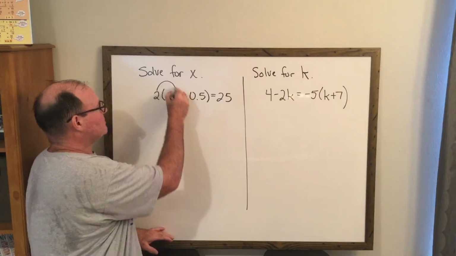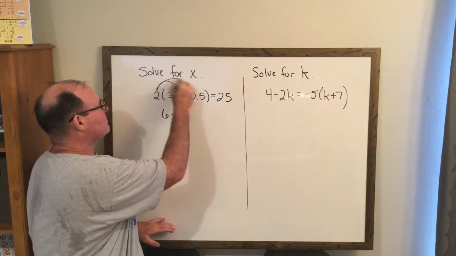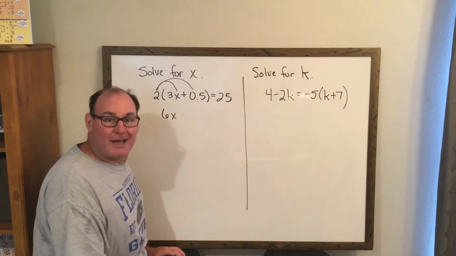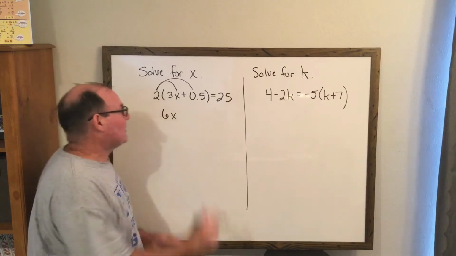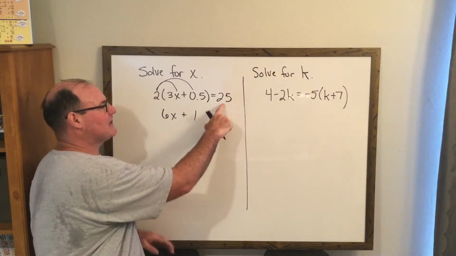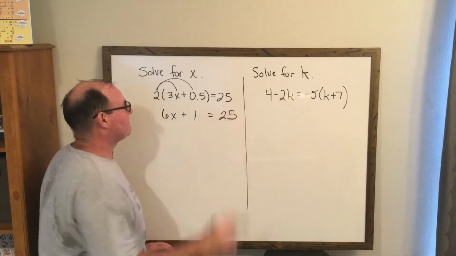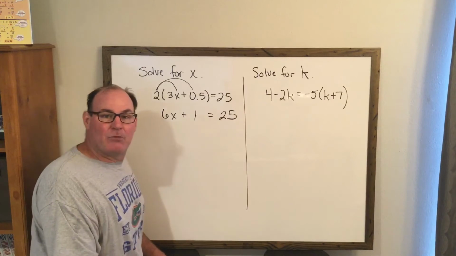I'm going to take the 2 times the 3x, and 2 times 3x is 6x. And then I'm going to take the 2 times the 0.5, and you all got calculators, so this shouldn't be too big of a deal. 2 times 0.5 is going to be 1. And then on the other side, this is not in parentheses, it's on the other side of the equal sign, it's equal to 25. Now I have my equation, I'm ready to solve.